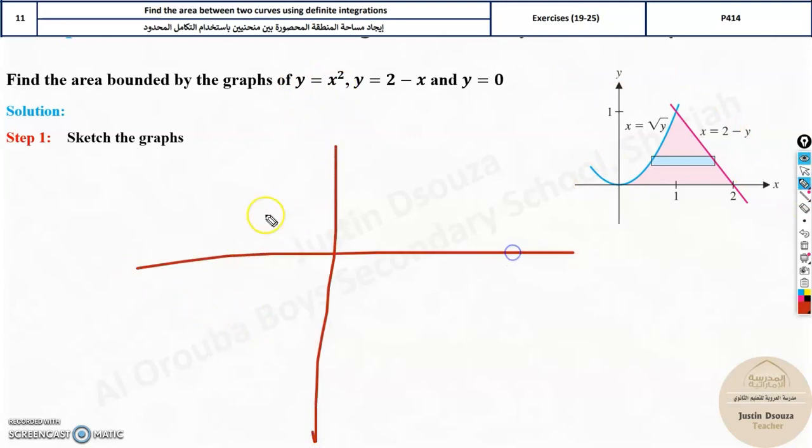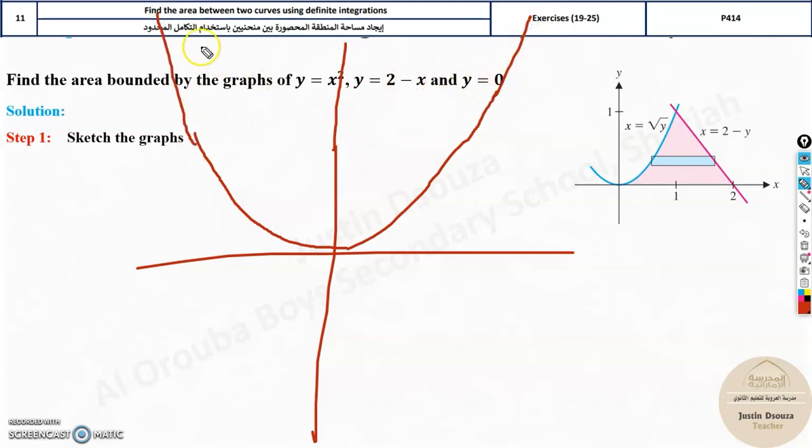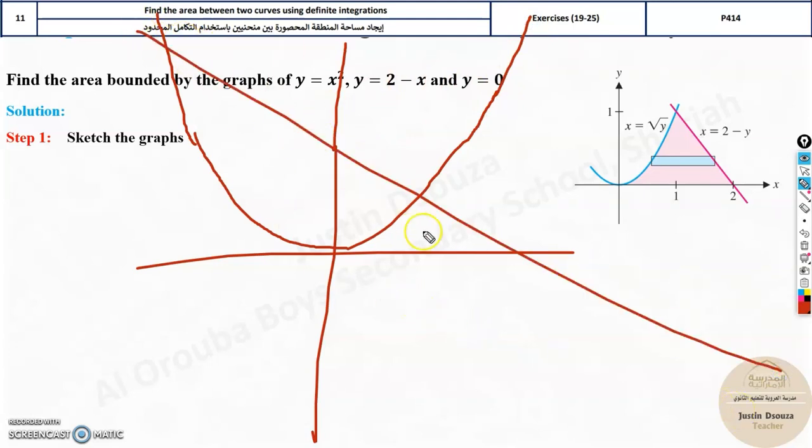Okay, I will just draw a rough graph. Y equals x squared. I know it's a parabola. It will go something like this. Brilliant. What about 2 minus x? That means, see, now it's going like this, right? Minus means it's going downwards. You need to draw a line like this, something like this.